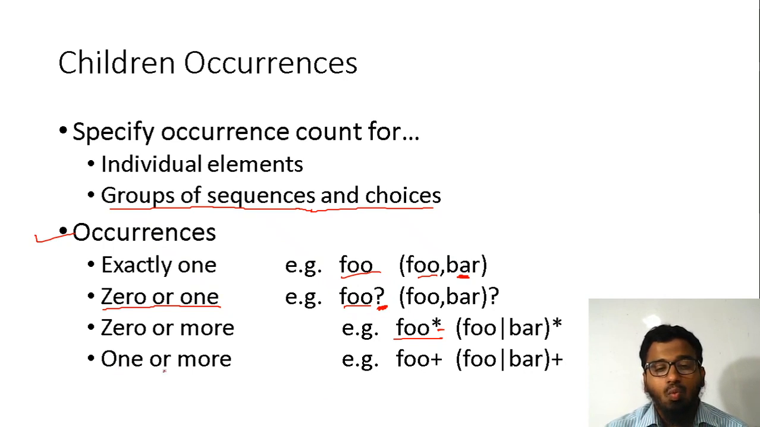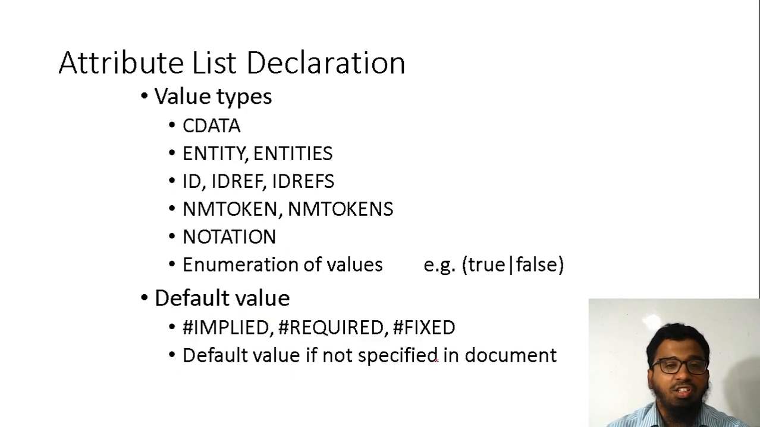And one or more will be represented as starting from 1 to n. So this is the small difference between 0 or more and 1 or more. Exactly 1 means you write that data without any symbol, and 0 or 1 is represented by a question mark, 0 or more by a star, and 1 or more by a plus. So this is child occurrence.